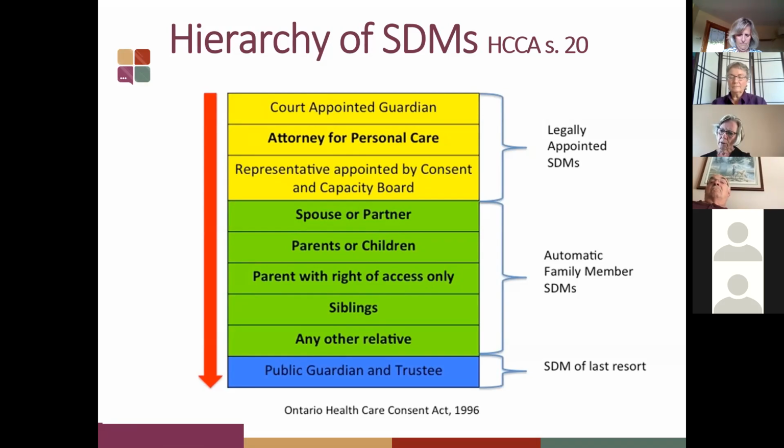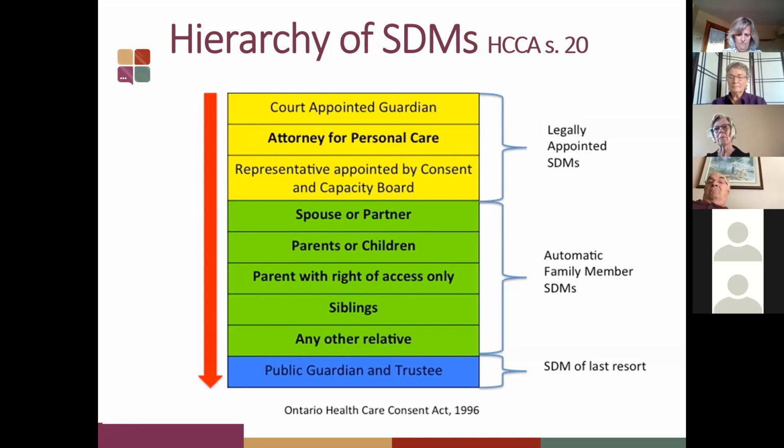If a couple is not together, one parent has custody of the child and the other only has visitation rights, they would come after the one who has full custody. They would not work together. They would work separately. Then you get down to siblings.